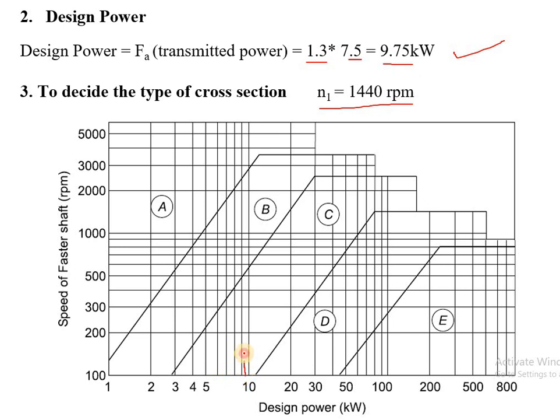So somewhere over here. If I draw a vertical line in this section, and then 1440 rpm. So this one is for 1500 and this will be 1440 rpm. So the point of intersection is in the region of B. If you get the point of intersection in this region, it means your cross section is A. Now here the cross section is B. Similarly C, D, E. So what type of cross section are we getting? That is B.